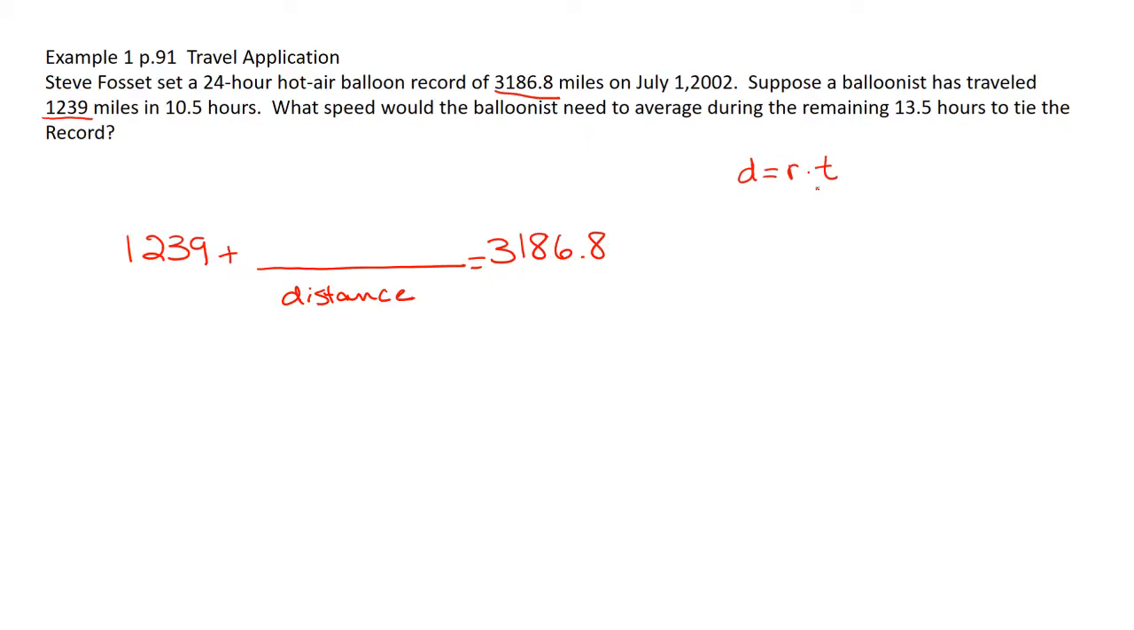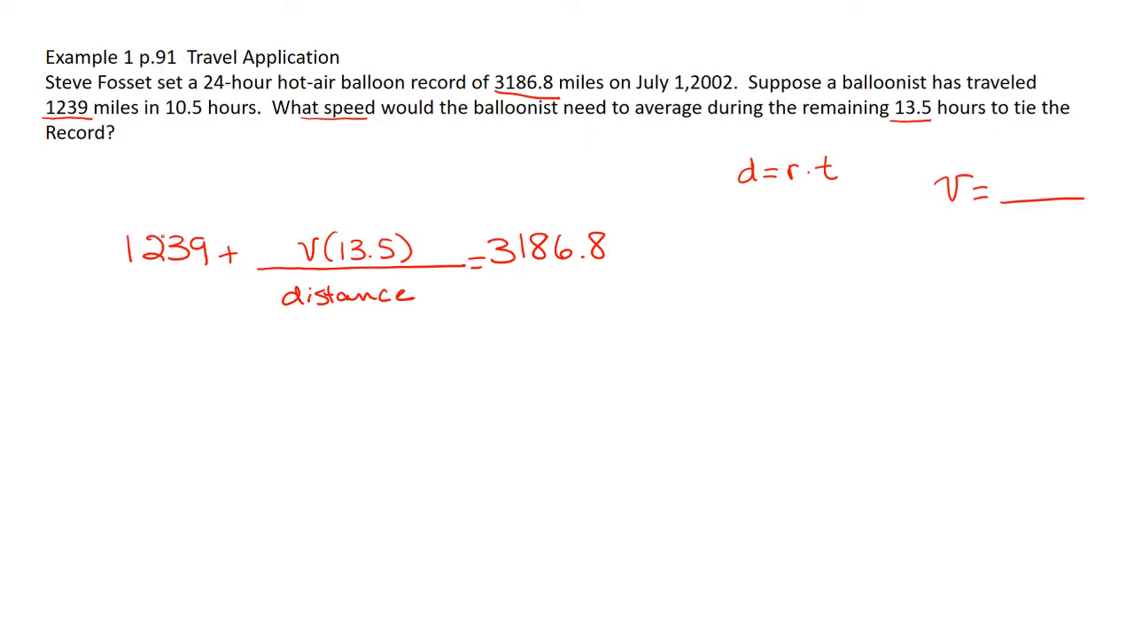Okay, so we don't know the rate. That's the question. What is the rate? So we'll call that V. But we do know the time left that he has to travel is 13.5. So now we have an equation and we want to solve for V. So our goal is to say V equals something. But our V actually has 1,239 added to it.